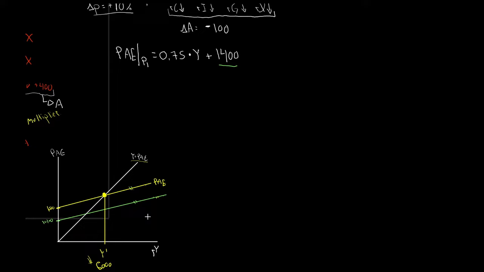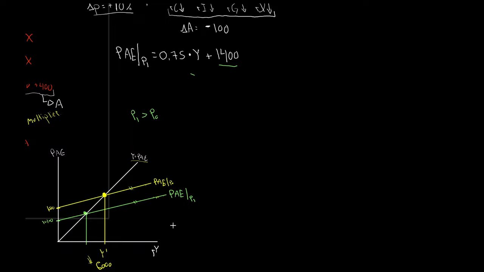We have parallel lines, and we have our new planned aggregate expenditure given P1. So the initial planned aggregate expenditure at the initial price, and our new planned aggregate expenditure at our new higher price, such that P1 is greater than P0. We could be a bit more explicit and say that was given P0, just so we can remind ourselves. So as prices rose, our planned aggregate expenditure shifted down. What happened to our equilibrium level of national income? It used to be at the yellow, it's now at the green. So we would expect a new value of Y prime that's lower, less than 6,000.